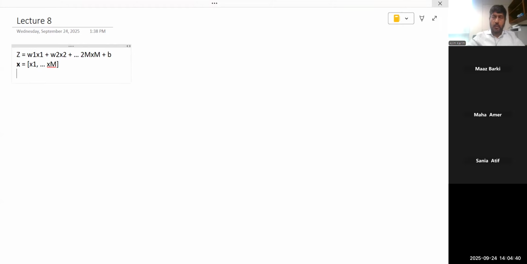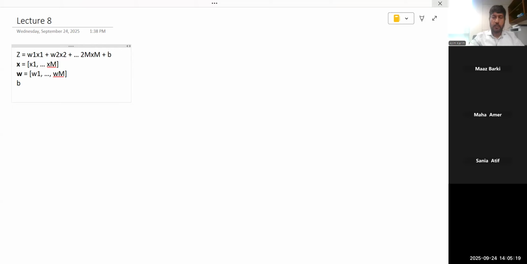And of course, similarly, you have the vector of parameters W, which is W1 to WM. So for convenience, I might omit bolding things, but you should understand from the context what is being represented, either one element of a vector or the complete vector. B is also a parameter, but this is a scalar.